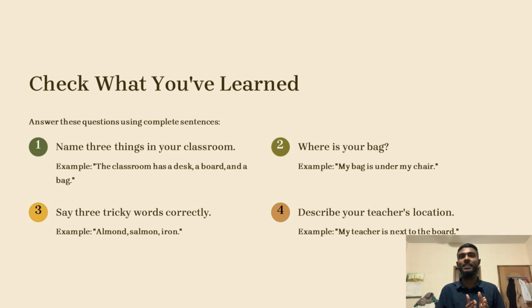So to assess the lesson, I use simple oral questions. Where is the book? For example, the expected answer might be the book is on the desk. Another question would be, where is the bag? Expected answer would be the bag is under the chair. So if a student answers incorrectly, I don't correct them harshly. I simply model the right answer gently and have them repeat.